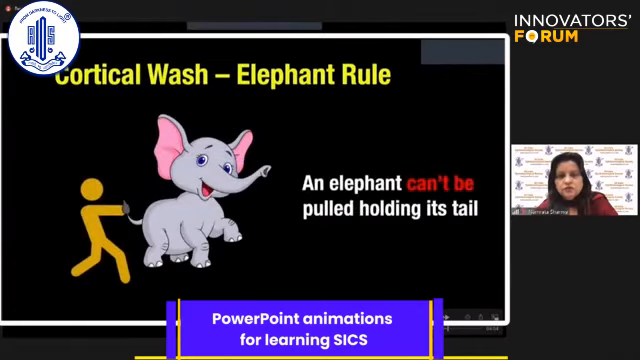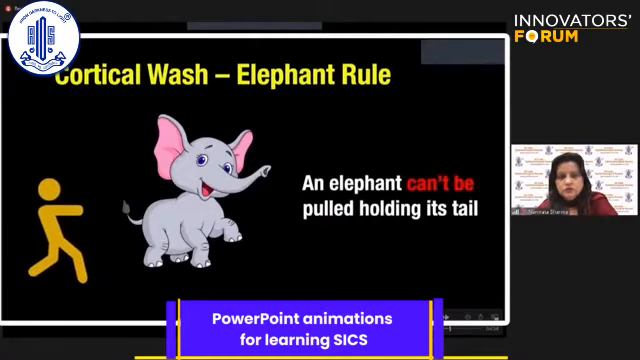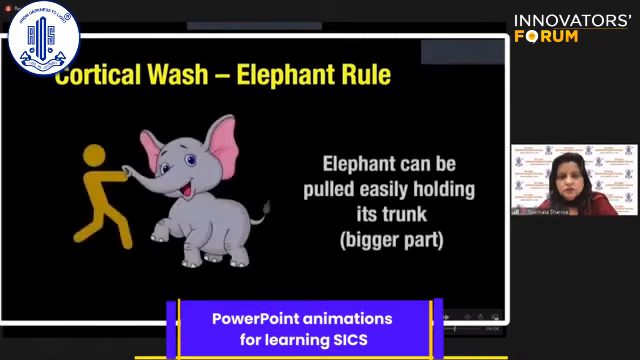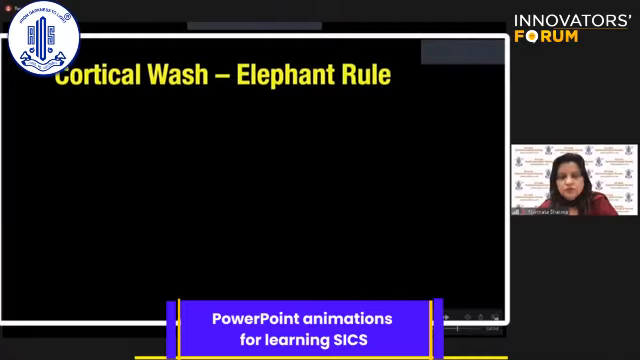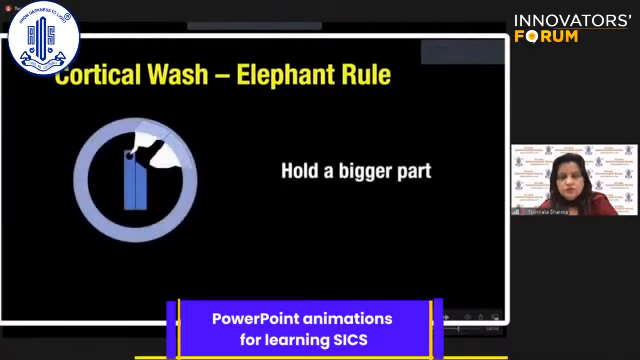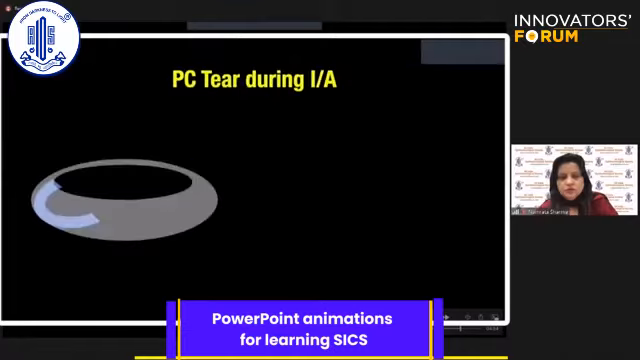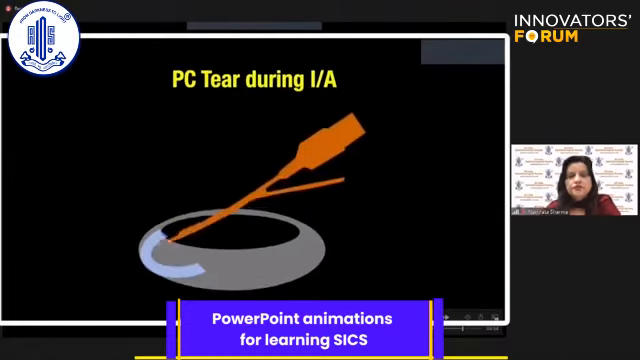This one is my favorite. It's called elephant roll. An elephant cannot be pulled using its tail. Similarly, cortex cannot be removed holding a thin cortical fiber. Like, it's easier to pull the elephant with its bigger trunk. We can remove the cortex by holding a bigger area. Finally, we should always remove the cortex sheet by holding its anterior part.